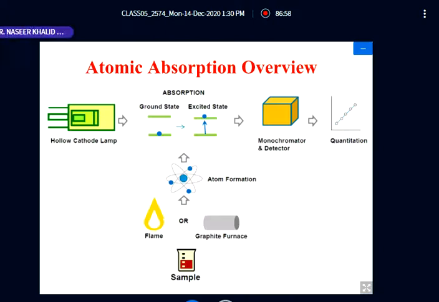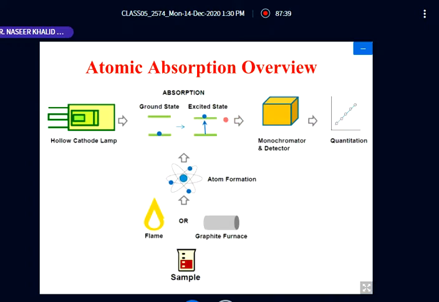And this is the summary. This is the overall view of the atomic absorption overview. This is the sample. We are passing this in the form of mist into this flame, where atomization is taking place. The atoms are being excited by virtue of this radiation source. This radiation is absorbed by the ground state atom and converted to an excited atom. Here the absorption is taking place.